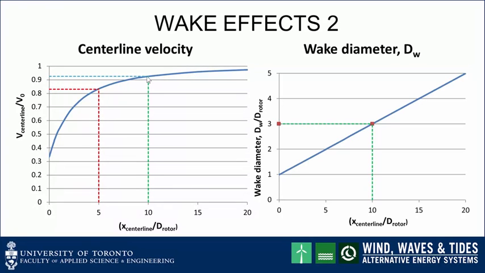The figure on the right shows the wake diameter, so I've plotted here diameter instead of the wake radius RW shown on the previous slide, as a function of normalized distance downstream. You can see that at 10 rotor diameters downstream right here, the wake is spread to 3 rotor diameters in width. So this will clearly affect the lateral spacing of wind turbines. The plot on the left tells us something about the downstream spacing. The plot on the right tells us about the lateral spacing.